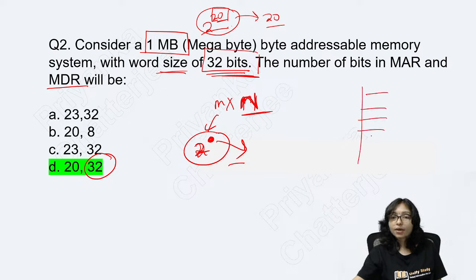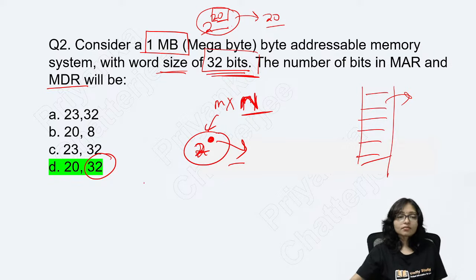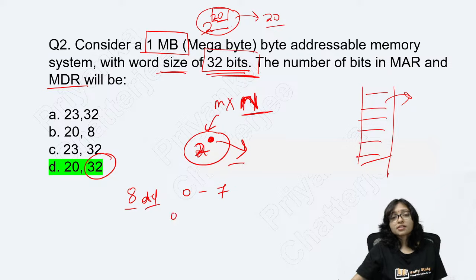These are the number of addresses. Now to store the number of addresses, how many bits are required? If I have to represent 8 addresses, that means 0 to 7. How many bits are required? 0, 0, 0, 0, 0, 1, like that, 1, 1, 1. So 7 I can represent as 1, 1, 1. So how many bits are required? 3 bit.